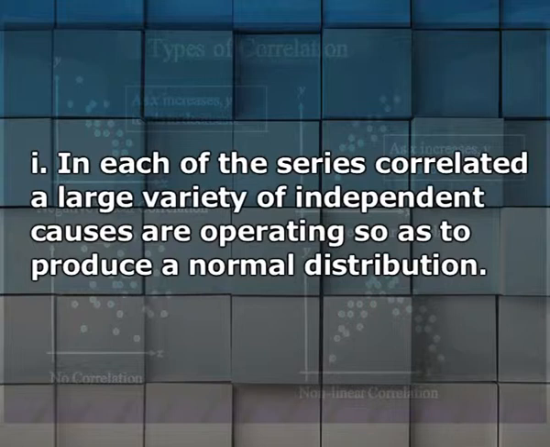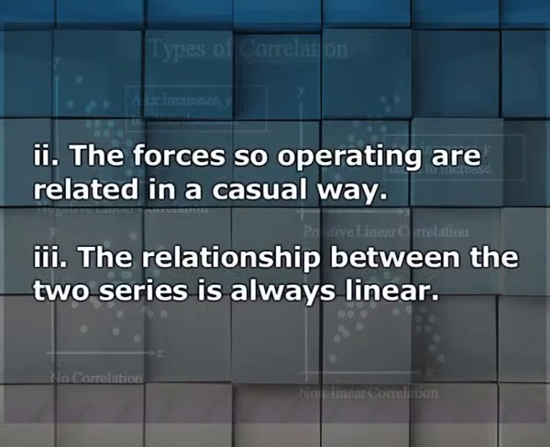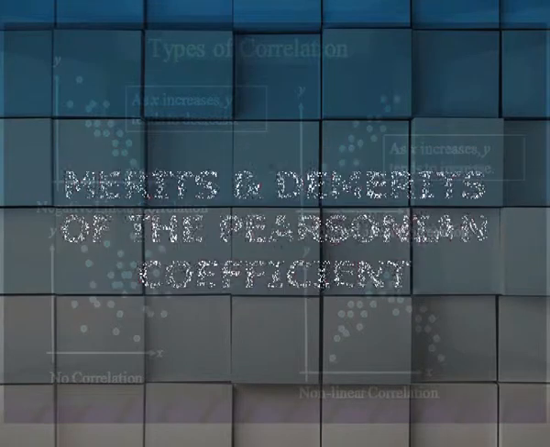Karl Pearson's coefficient of correlation is based on the three following assumptions. First one, in each of the series correlated, a large variety of independent causes are operating so as to produce a normal distribution. Second one, the forces so operating are related in a causal way. Third point, the relationship between the two series is always linear.